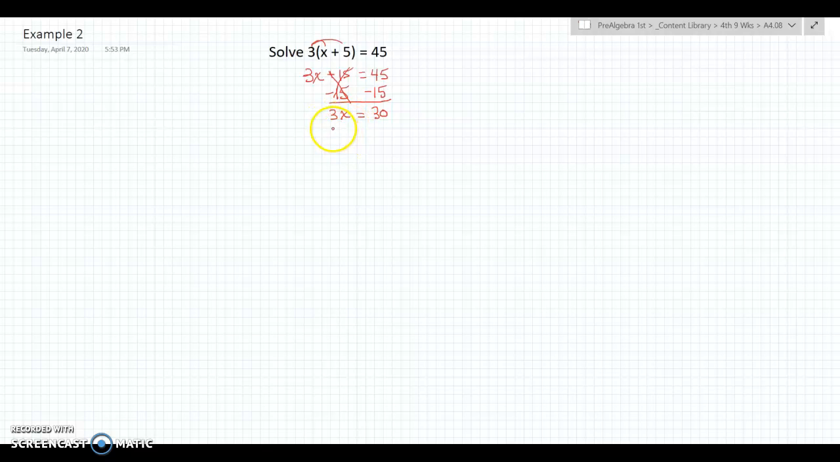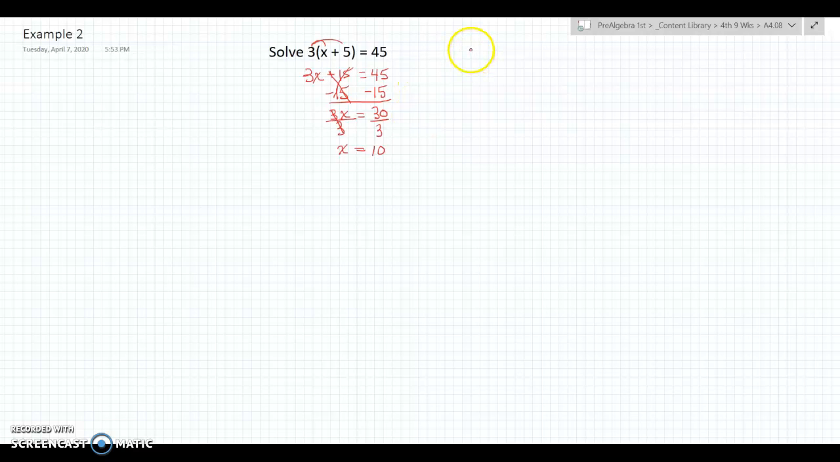Now to undo the multiplication problem, I need to divide by 3. 3 divided by 3 is 1. 1 times x is x. 30 divided by 3 is 10.